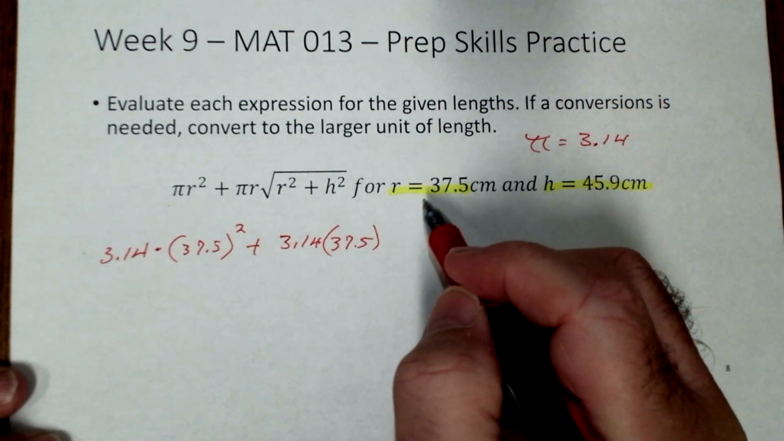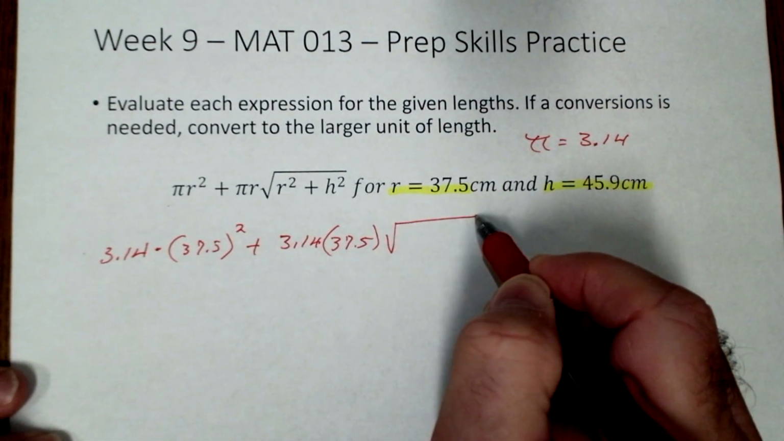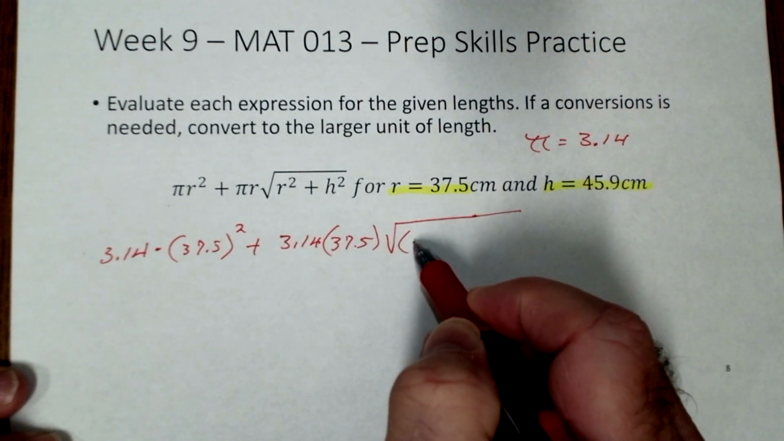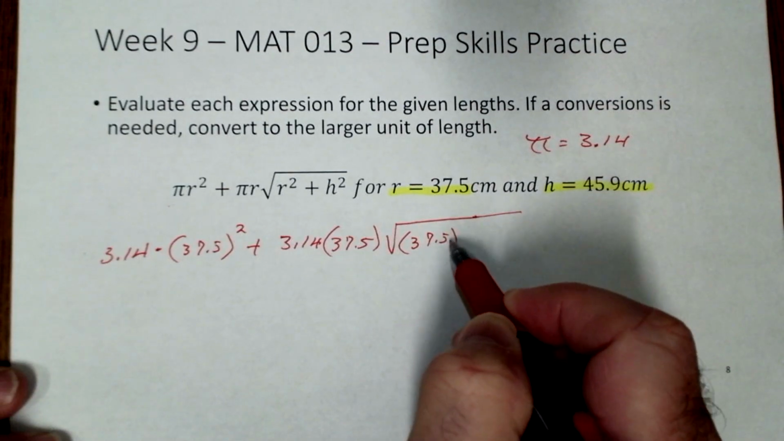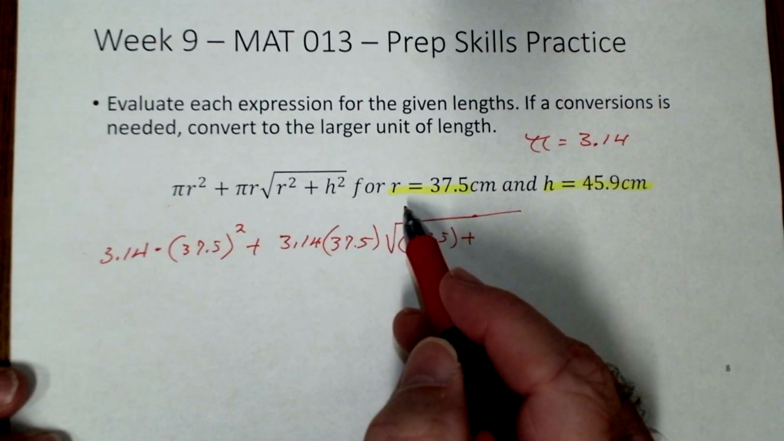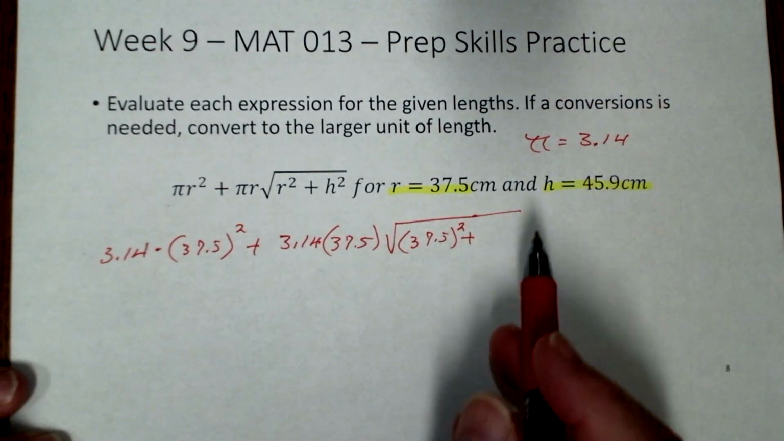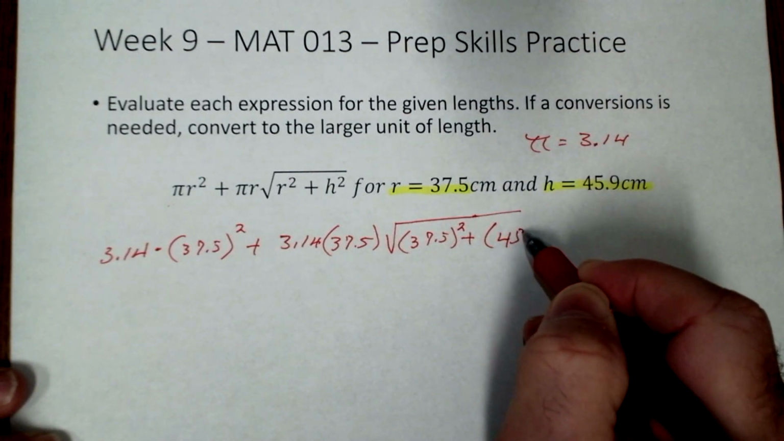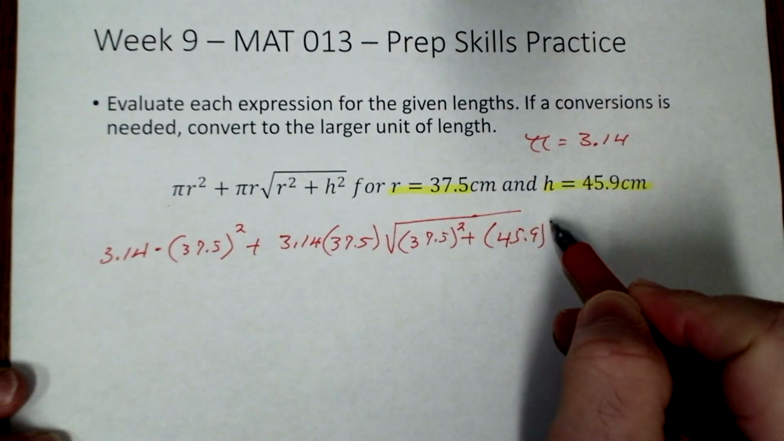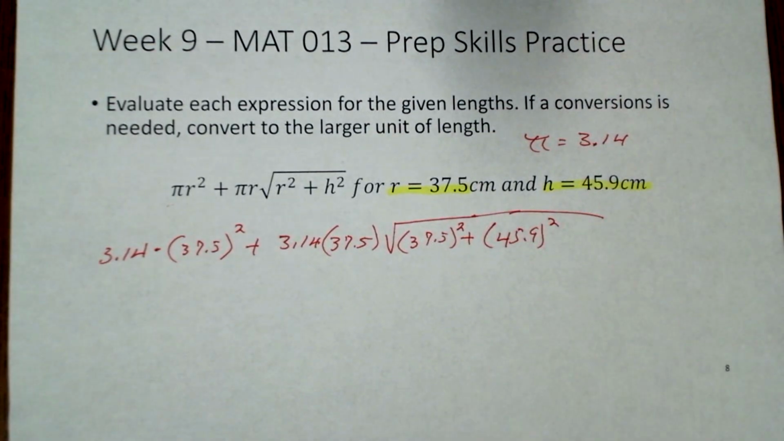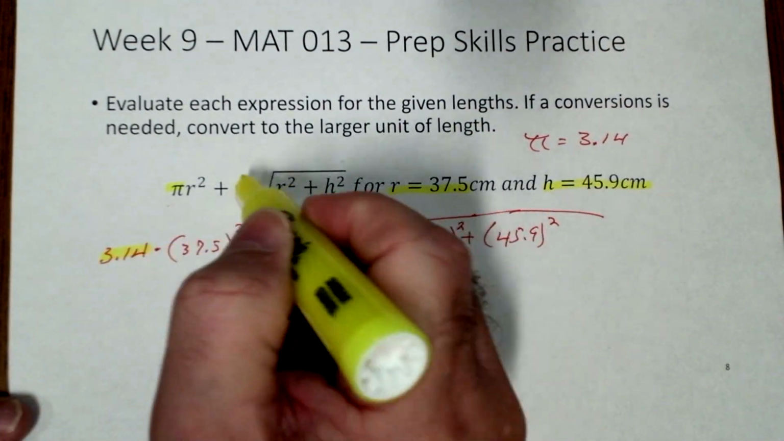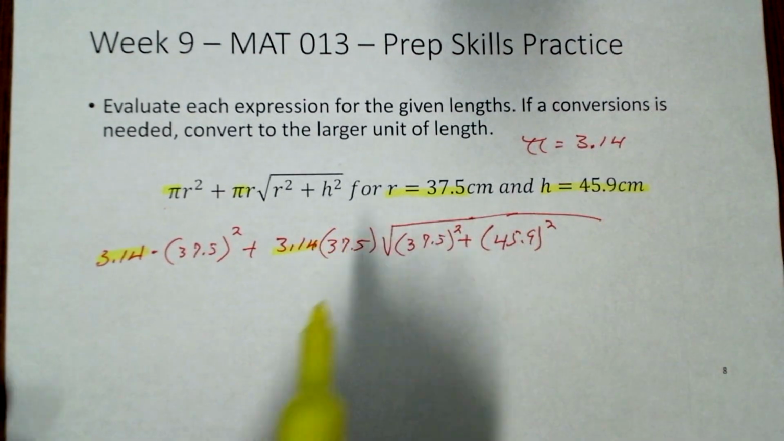Times the square root of this. The radius is what? 37.5 plus the height. Oh, this is squared. That is squared there. Plus the height is what? 45.9, and that is squared as well. So all we've done is we've inserted values. Where we see pi, we've put 3.14.